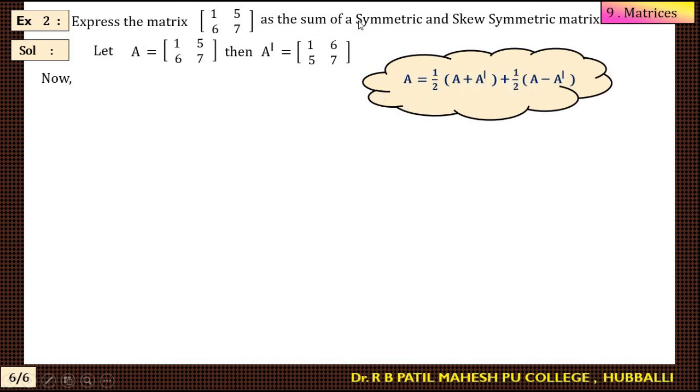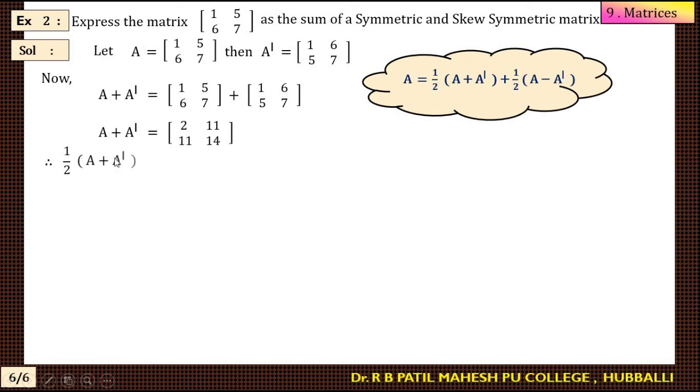Now you know that the sum of a symmetric and a skew symmetric matrix is written as half into A plus A dash and half into A minus A dash. So first you find out these two terms. First A plus A dash. The A matrix plus A dash, when you add, you will get 2, 11, 11, 14. Now find half into A plus A dash, that means divide by 2. If you divide by 2, you will get 1, 11 by 2, 11 by 2, 7, which is a symmetric matrix, the symmetric part of the matrix.